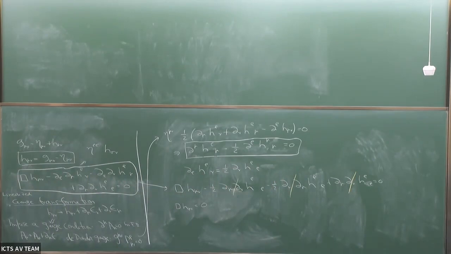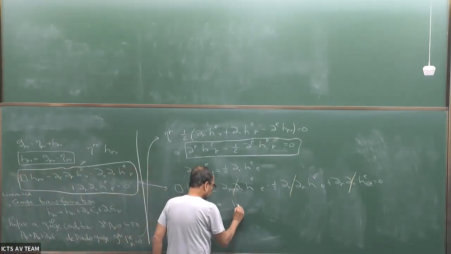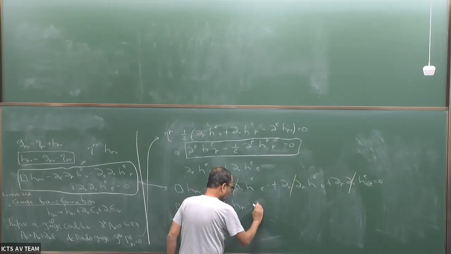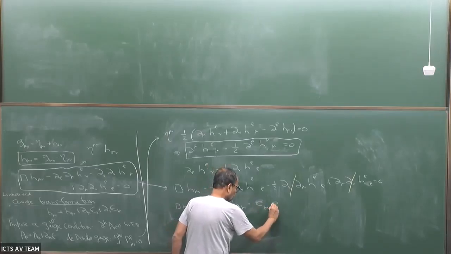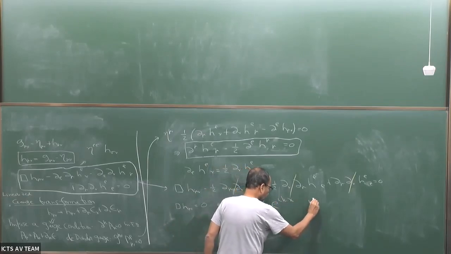This is like what we had in electrodynamics, box A mu equal to 0, right? After you use the Lorentz gauge condition, Maxwell's equation reduces to box A mu equal to 0. And the solution to this is h mu nu equal to some e mu nu e to the i k dot x, k squared equal to 0.